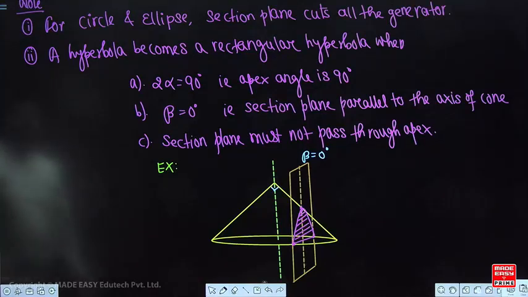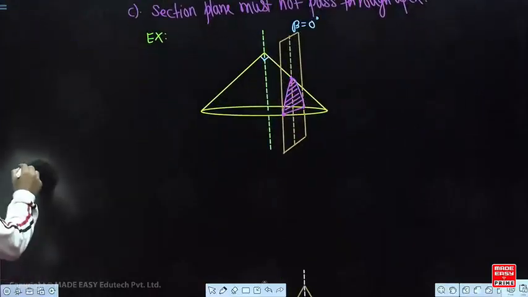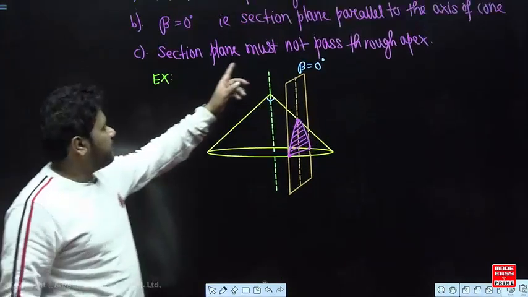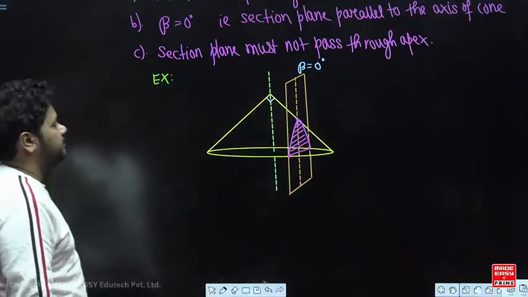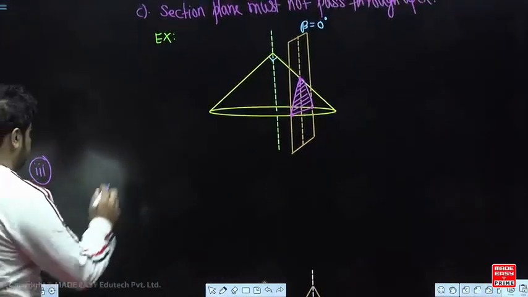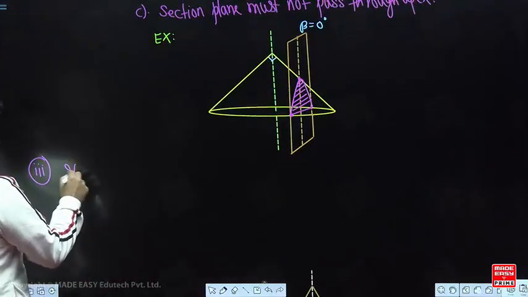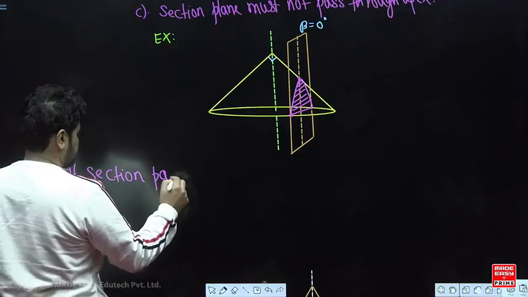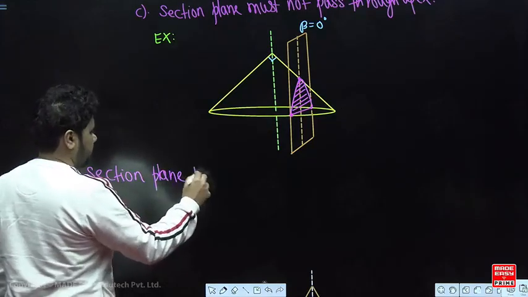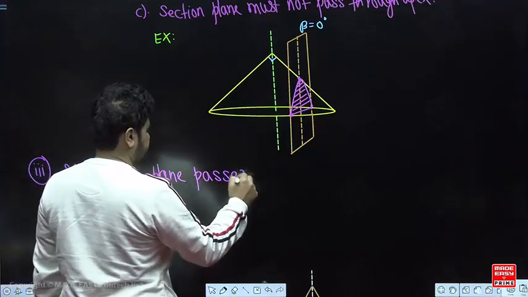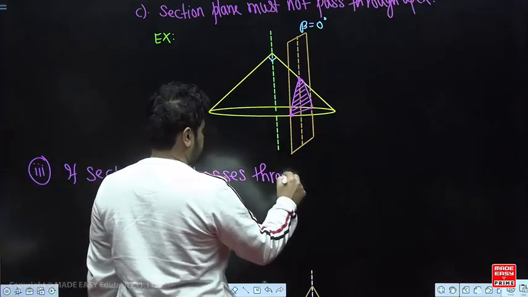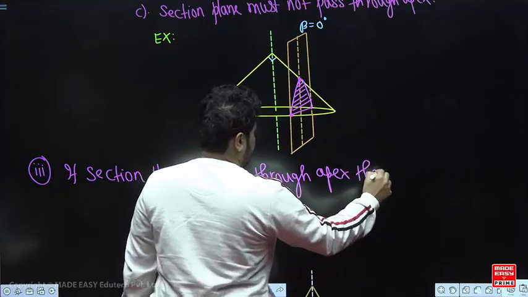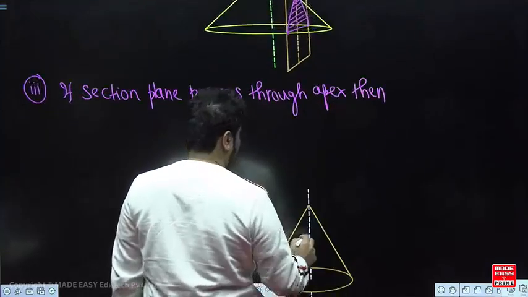Correct? Chalo. Third, now what you might think is what is going to happen if the section plane is passing through the apex, correct? So, if the section plane passes through the apex, then अगर ये apex से पास कर जाए तो क्या होगा, right?